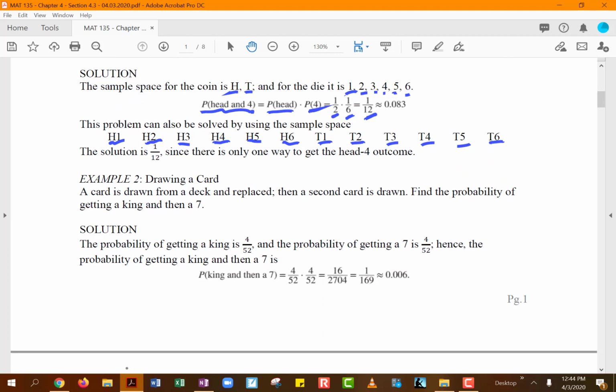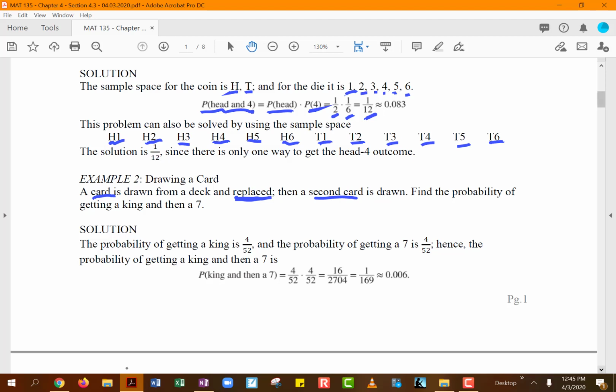All right, guys, our second example here is looking at cards. We are saying a card is drawn from a deck, but here's the key word, it's being replaced. So we draw the card, see what card we have, and we put it back in, and then you draw your second card, okay? If we don't replace the card back in the deck, you do not have independent events. So just keep that in mind.